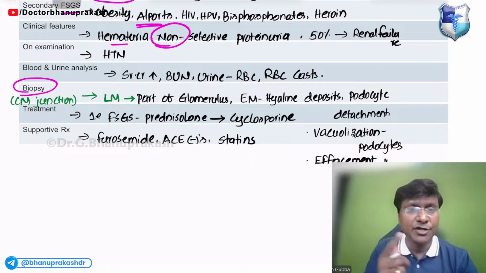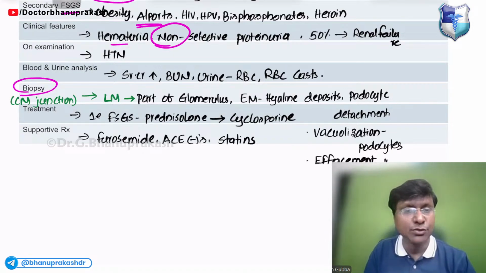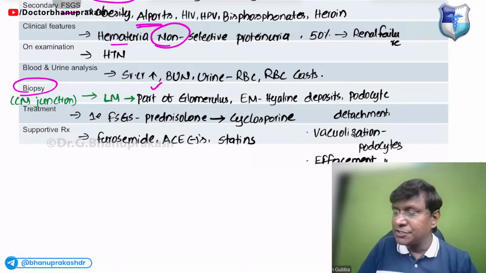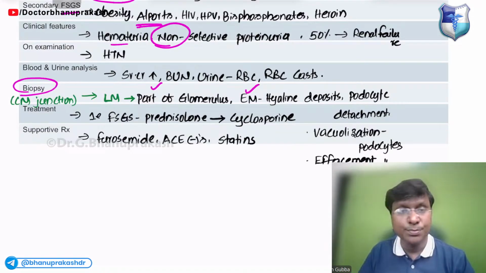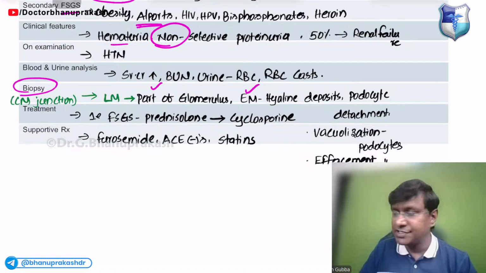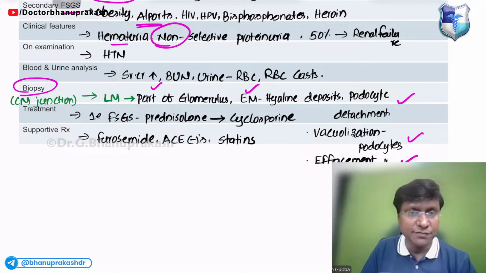If you take a superficial biopsy, there is a very high chance that the diagnosis can be missed. Light microscopy shows that only part of the glomerulus will undergo sclerosis. Electron microscopy will show you the presence of hyaline deposits, podocyte detachment, as well as vacuolization, and there is also effacement of the podocytes.